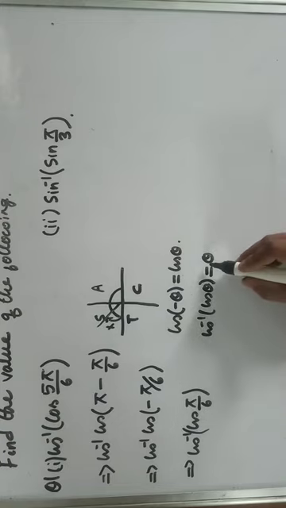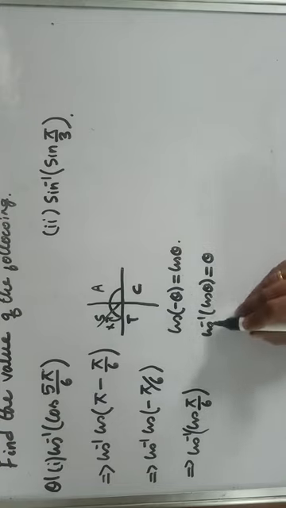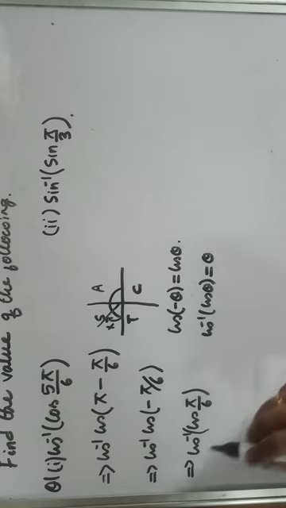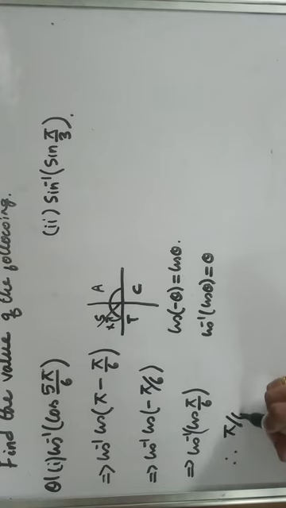Cos inverse of cos theta is equal to theta. This is the ratio, this is the angle. Ratio inverse gives the angle. So cos inverse of cos pi by 6 is pi by 6. Simplified answer. Now one more example we can take.